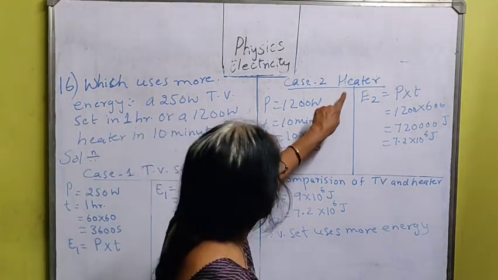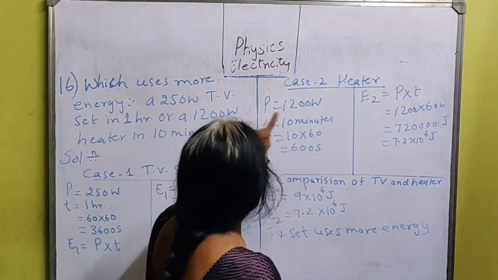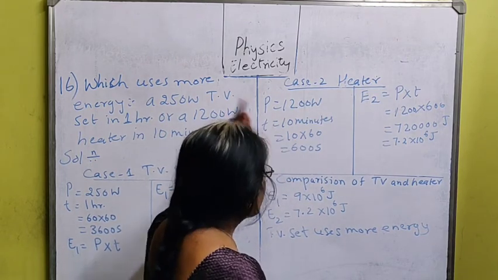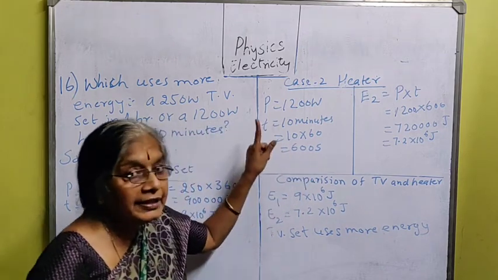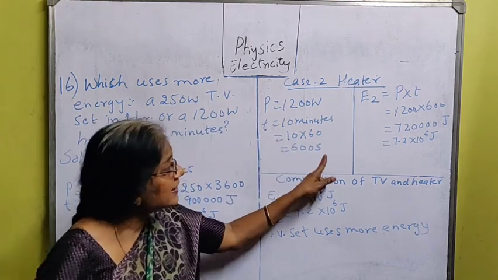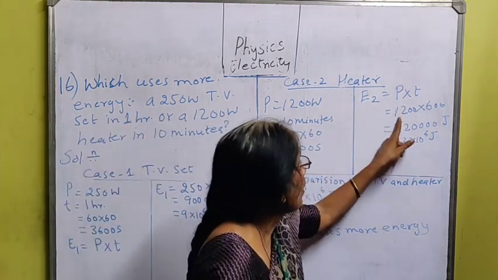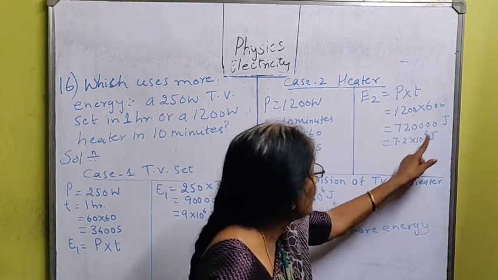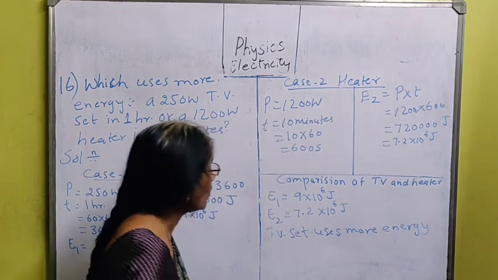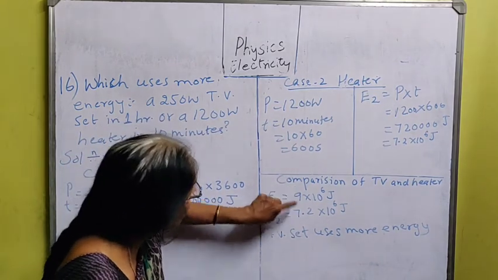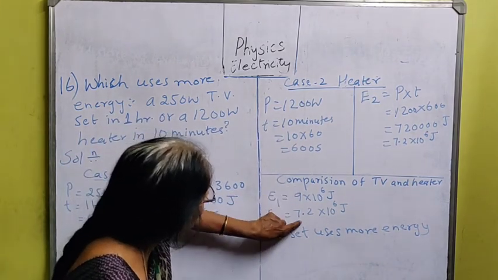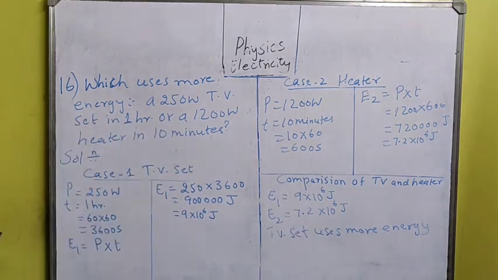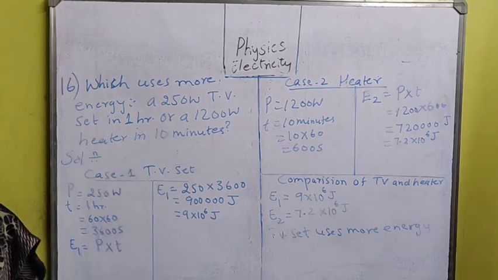Similarly, we will find out E2 in the heater. Power is 1200 watt, time is 10 minutes, minutes should be converted into seconds. It is 10 into 60, that is equal to 600 seconds. E2 we got is 1200 into 600, 12 6s are 72, 3 more zeros, so 7.2 into 10 to the power of 6 joules. If we compare, which value is more? 9 is more than 7.2, that means the TV set uses more energy. This is how you have to calculate sum number 15.